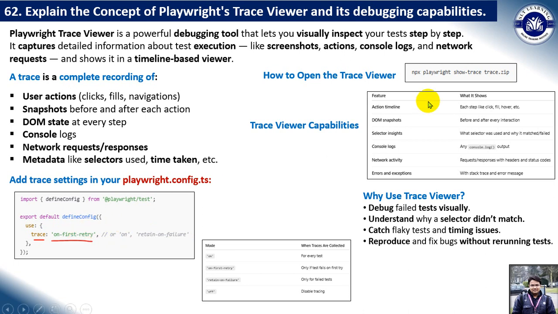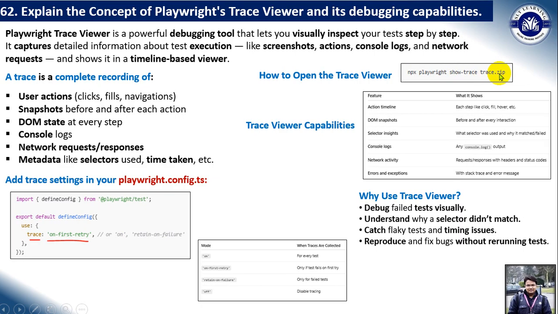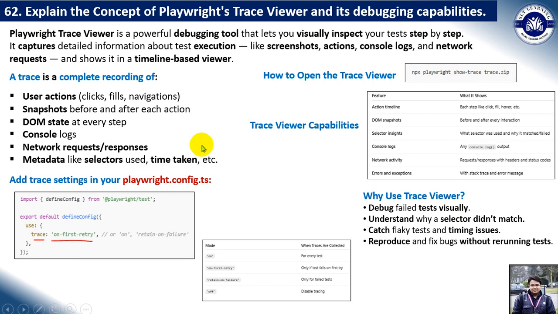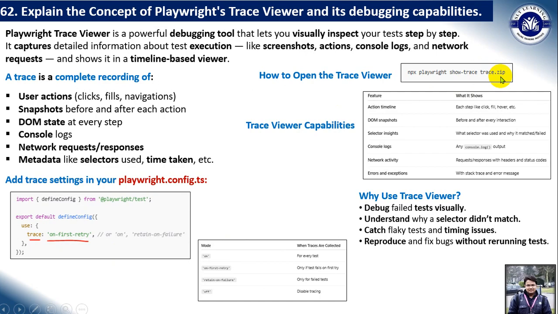And how you can open the trace viewer, this is the command: npx playwright show-trace trace.zip. So once the execution is finished, it will create the trace.zip automatically, and using this command you can open that particular information where you can see all the information about your failed test cases.